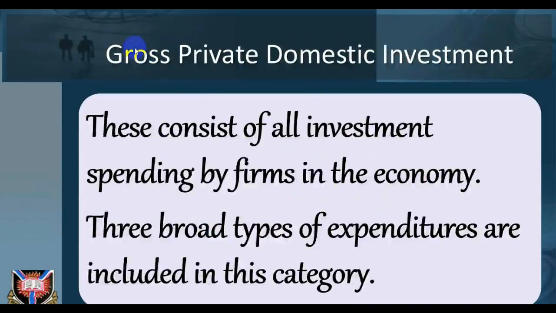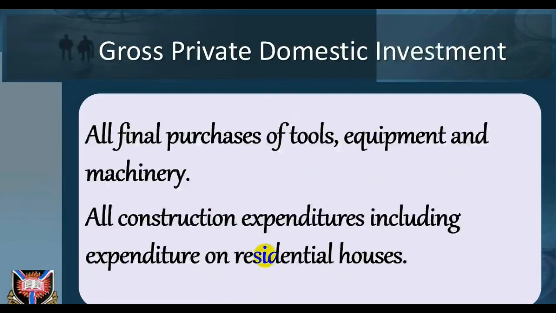2. Gross private domestic investment. This consists of all investments spent by firms in the economy. Three broad types of expenditure are included in this category. 1. All final purchases of tools, equipment, and machinery. 2. All construction expenditures, including expenditure on residential houses. And 3. The changes in total inventories.